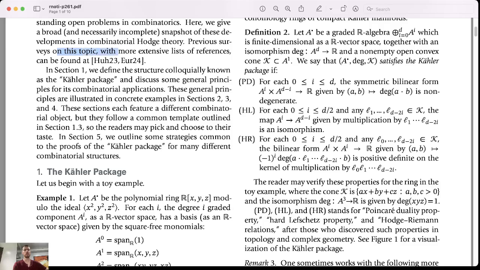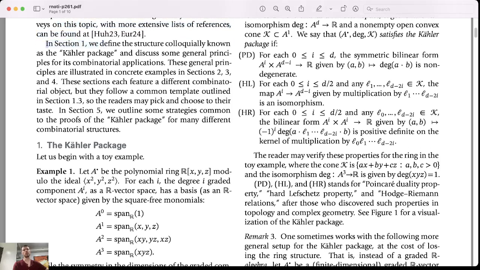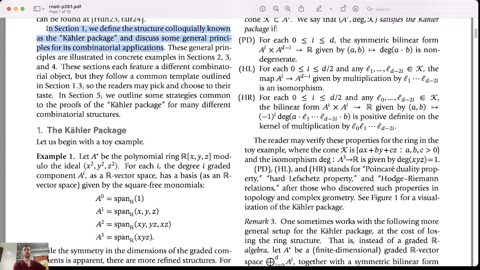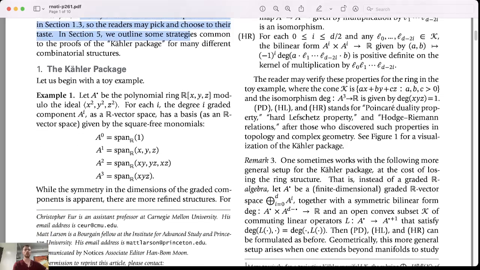Previous surveys on this topic with more extensive lists of references were published in 2023 and 2024. In section 1, we define the structure colloquially known as the Kähler package and discuss some general principles for its combinatorial applications. These general principles are illustrated in concrete examples. These sections each feature a different combinatorial object, but they follow a common template outlined in section 1.3 so the reader may pick and choose to their taste. In section 5, we outline some strategies common to the proofs of the Kähler package for many different combinatorial structures.